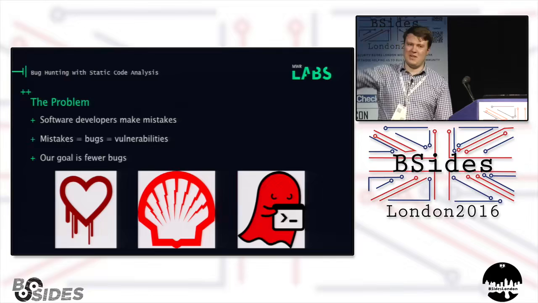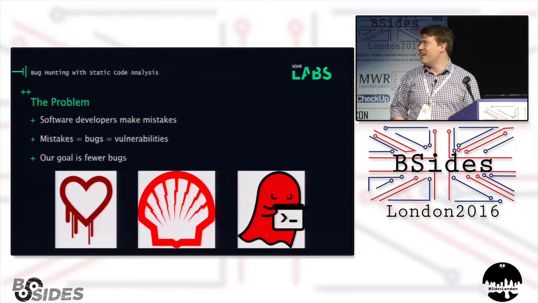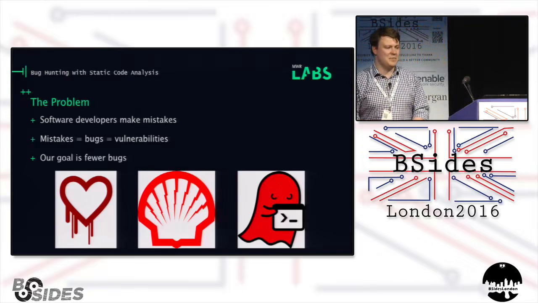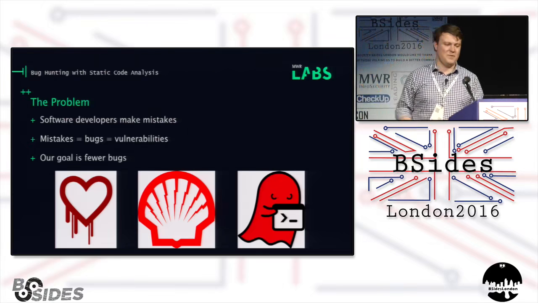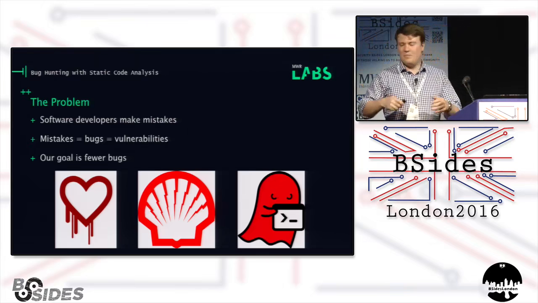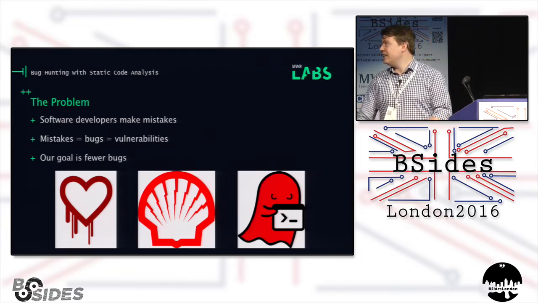Software developers are human, they make mistakes, they screw up, and there's been quite a lot of that lately over the last few years. We got Heartbleed, Shell Shock, the Ghost glibc bug was pretty bad too, just to pick a few out of the air. And now that they've got nice fancy logos, it makes it nice and easy to make a presentation about them. But mistakes means bugs, bugs mean vulnerabilities. Overall, we want fewer bugs. That's what we're here for.